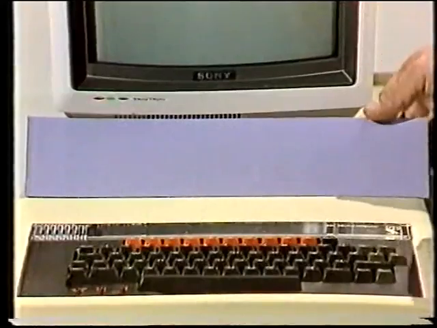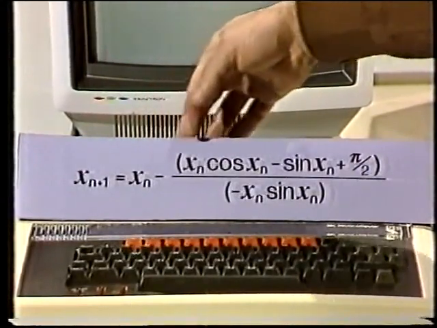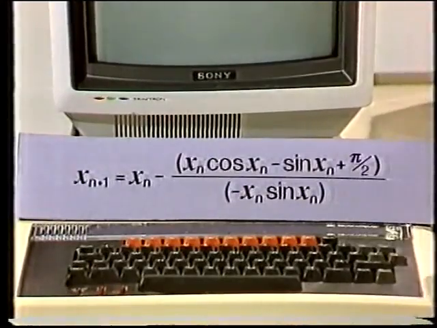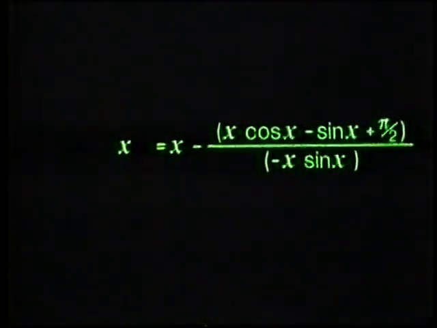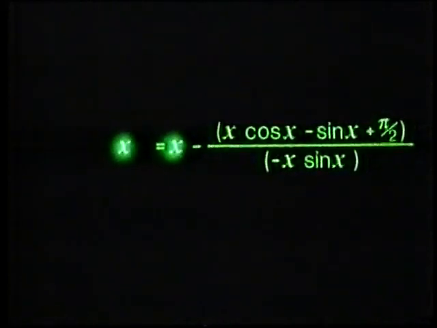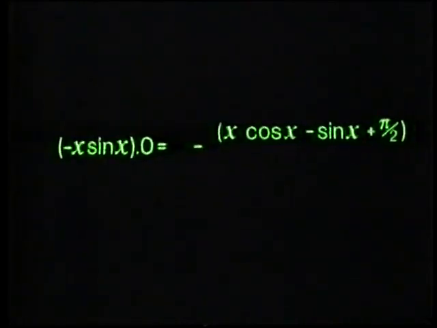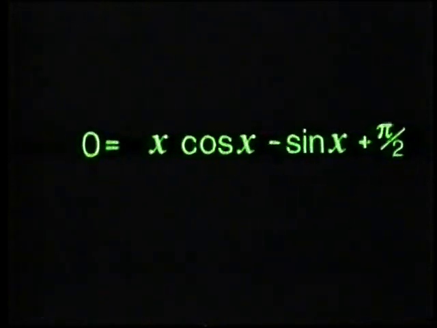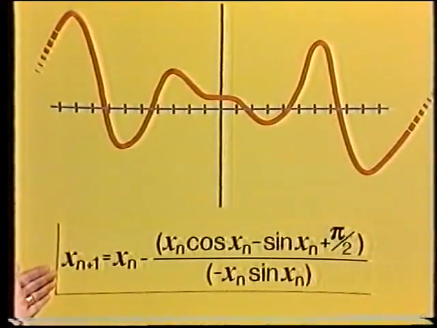Actually, it was this. It's xn plus 1 equals xn minus this complicated expression with sines and cosines all over the place. It may not look much like a rearrangement, but it is. Let's check that. We take off the subscripts, then these x's cancel. Now multiply through by the denominator, and we end up with our original equation for x. OK, so this does come from a rearrangement.